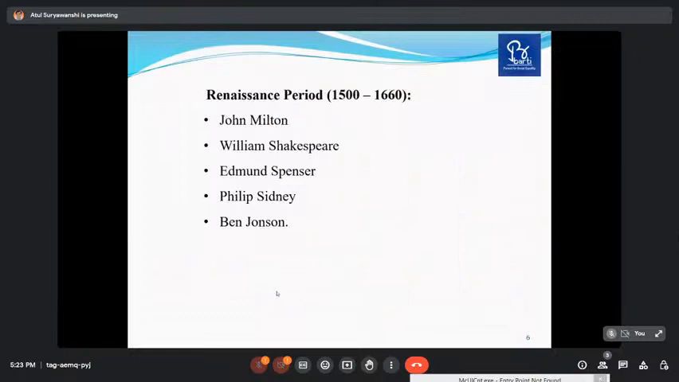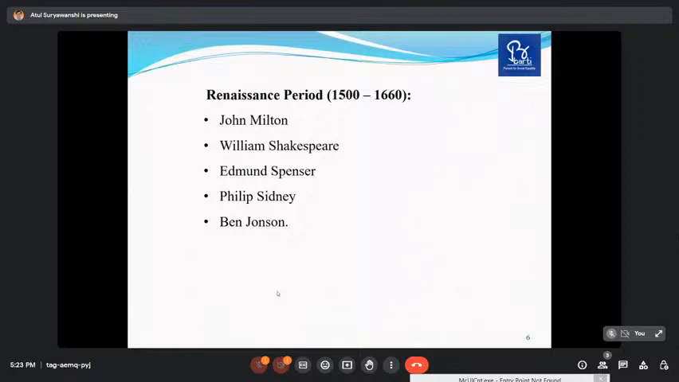The next period is Renaissance. Renaissance is some sort of renewal. It's a new beginning, as I told you. And this period initiated in 1500 and lasted up to 1660, meaning 160 years in all.